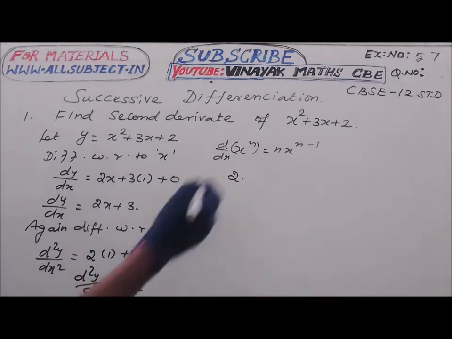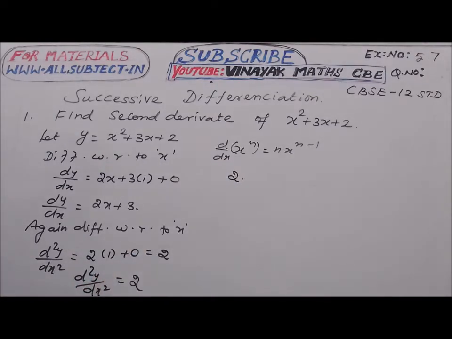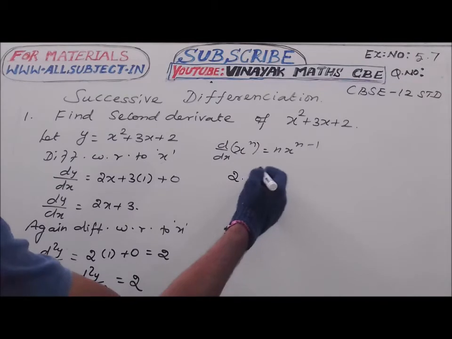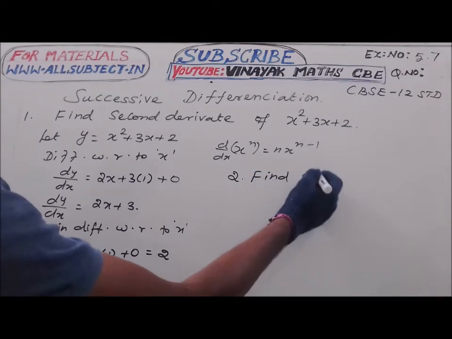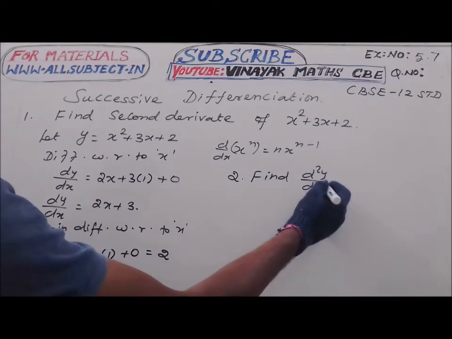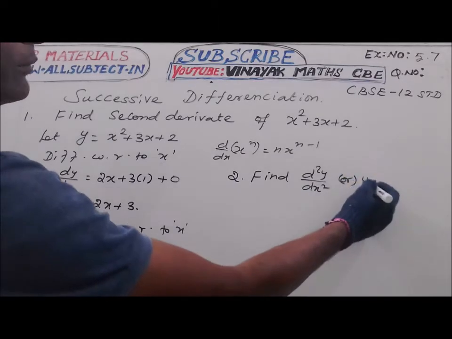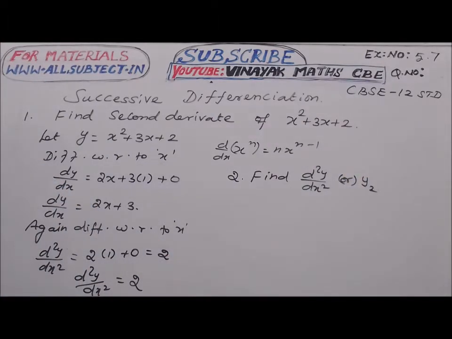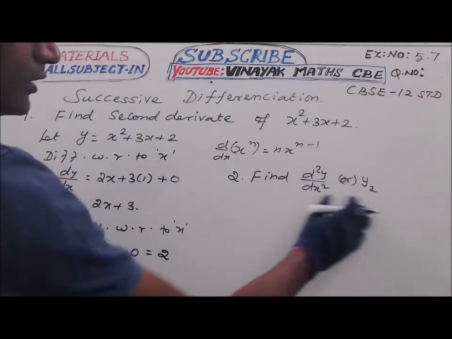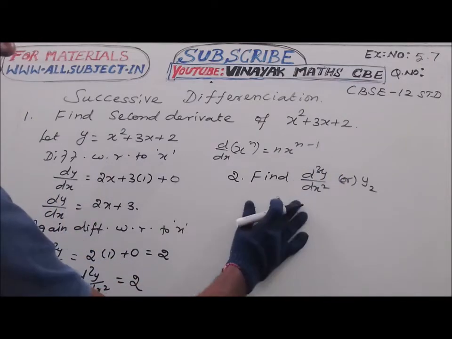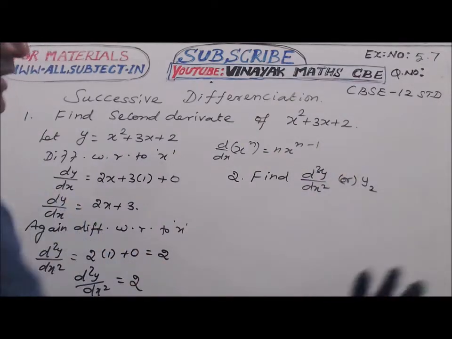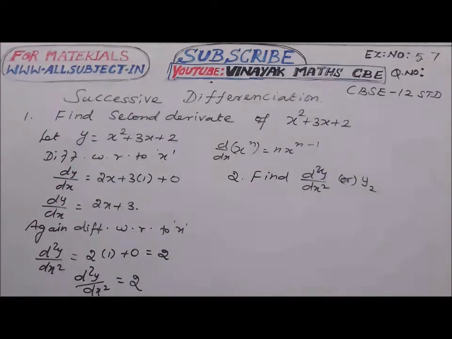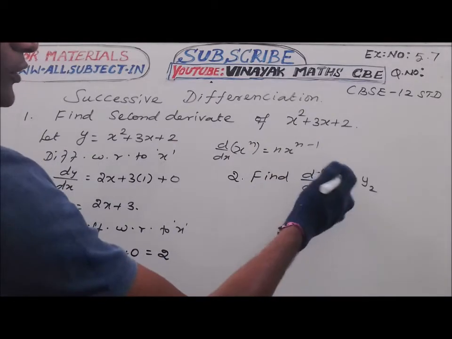And for question number 2, find the second derivative. Find d square y by dx square, or y2. The question will be given in any of these forms: either d square y by dx square, or y2, or second derivative in words. All are representing the same meaning.